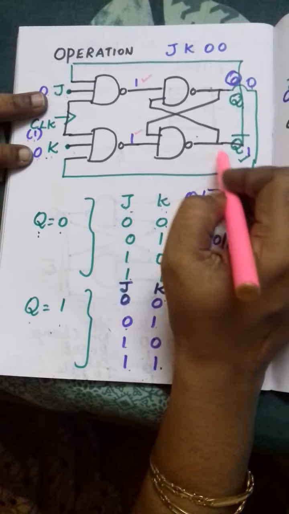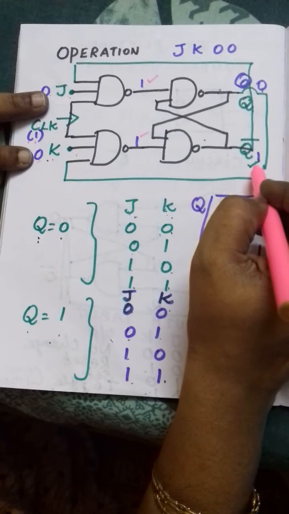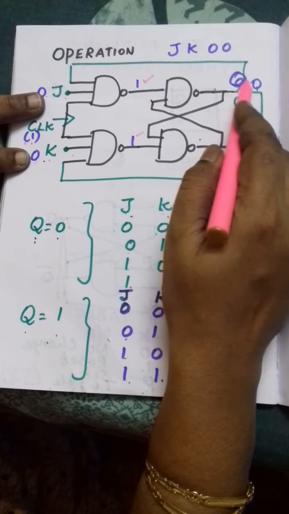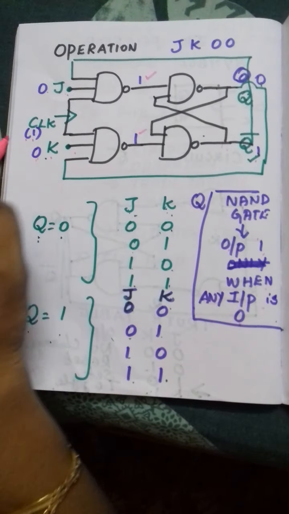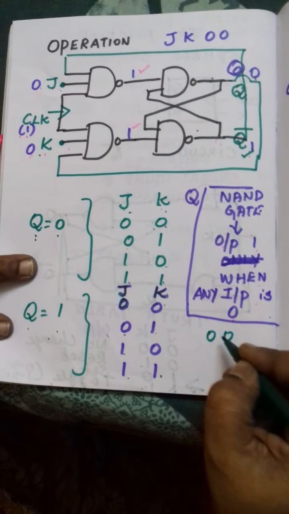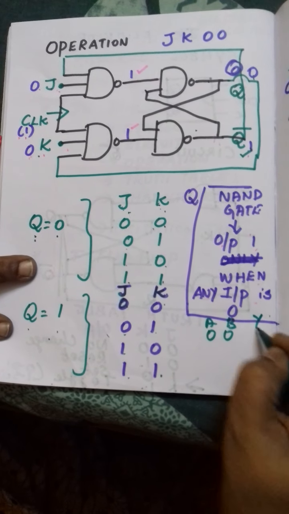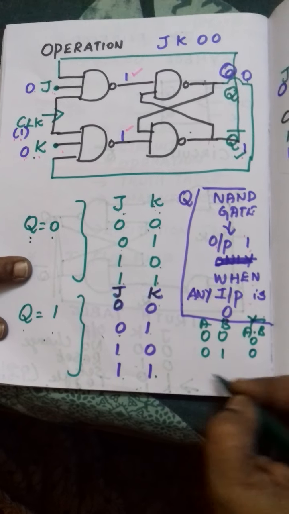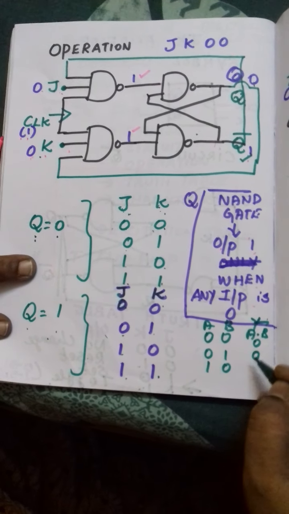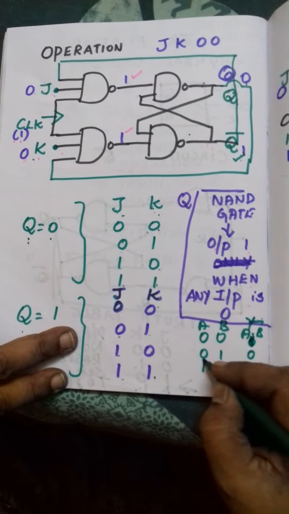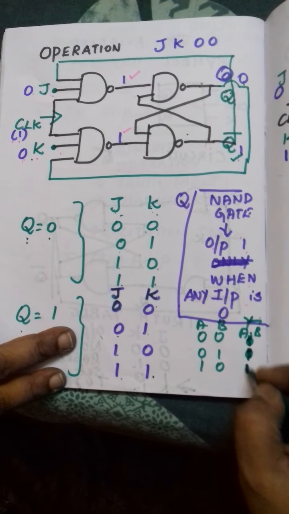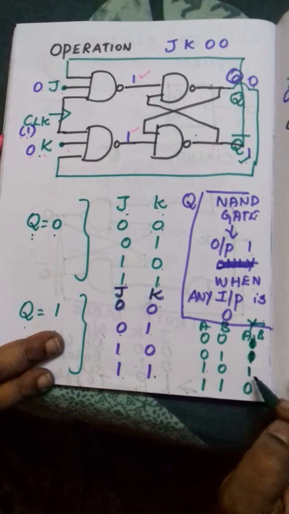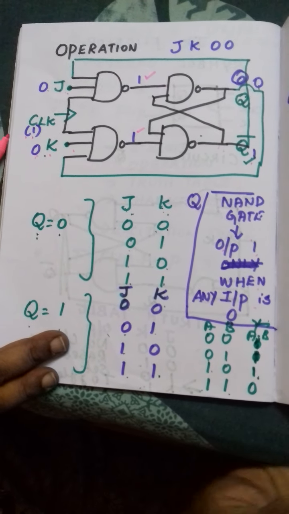So 1 over here, and from here Q is 0, so Q bar is 1. So 1 and 1, 1 and 1. So the output will be 0. Let me recollect your NAND gate. For inputs A and B, Y is A dot B bar. The truth table is 0 0 gives 1, 0 1 gives 1, 1 0 gives 1, 1 1 gives 0. So when any one input is 0, output will be 1. If all the inputs are 1, output is 0.